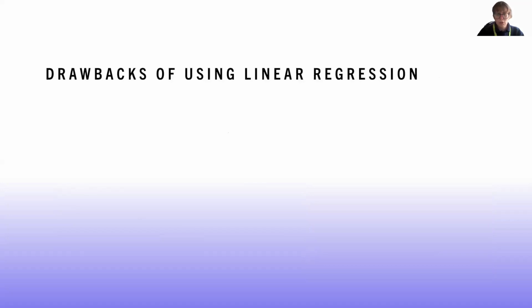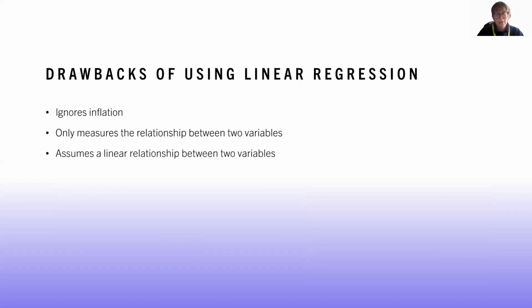So there are, of course, drawbacks of using linear regression. Firstly, it ignores inflation entirely. It only measures the relationship between two variables, which of course means that there is an assumption that there is a direct relationship at all times with two variables. This is going to be nigh on impossible in most business scenarios.